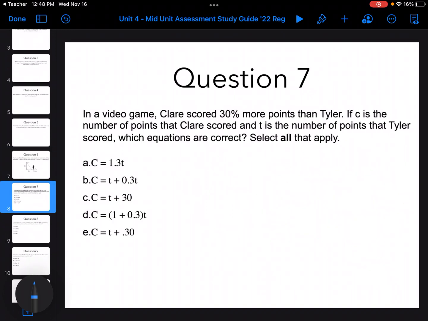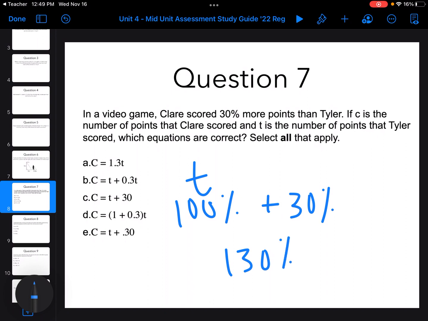All right, in a video game, Claire scored 30% more points than Tyler. If C is the number of points that Claire scored and T is the number of points that Tyler scored, which equations are correct? Select all that apply. So Tyler is 100% and Claire scored 30% more, so plus 30%. So that would be 130%.